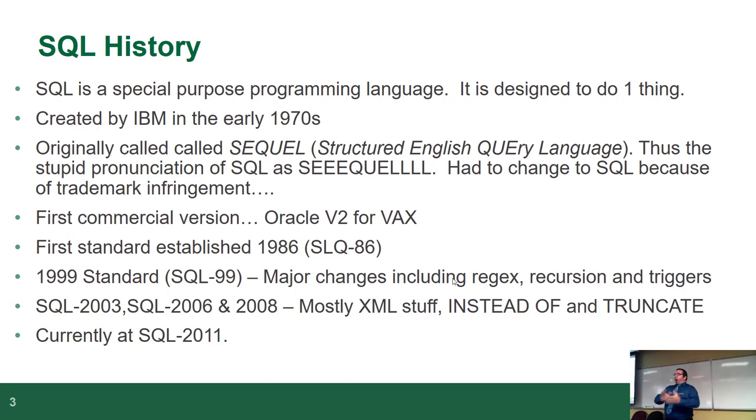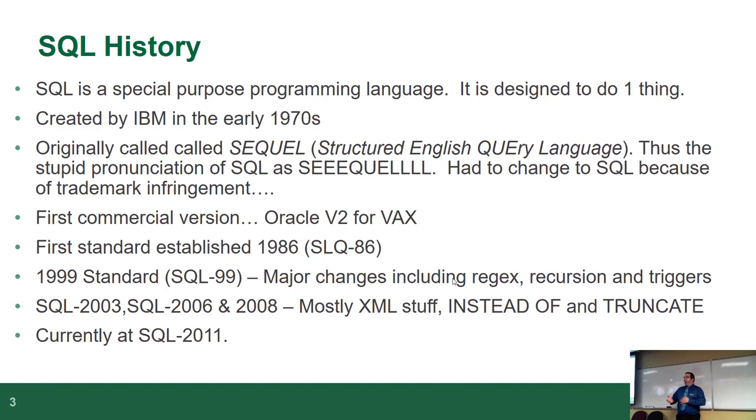The first commercial version was for Oracle. So IBM created it, and Oracle was the first to come to market with it. IBM created it, published a standard, and the Oracle guys whipped one out really fast. And what was it for? Oracle version 2 for VAX. VAX isn't around anymore. Neither is the company that created it. Oracle still is.